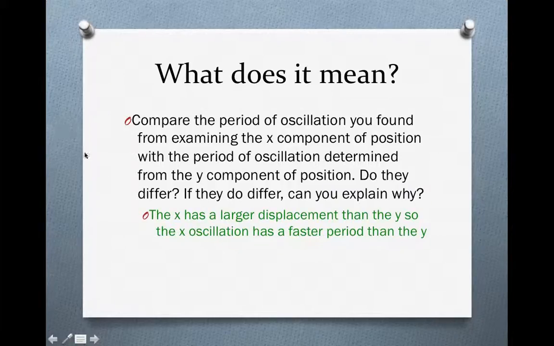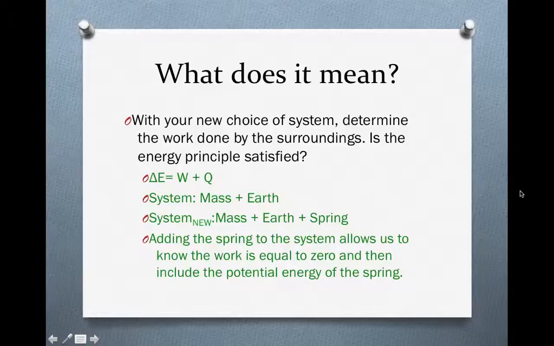So what does it mean? Compare the period of oscillation you found from examining the X component of position with the period of oscillation determined from the Y component of position. The X has a larger displacement than the Y does, so the X oscillation has a faster period than the Y, so they are not the same.